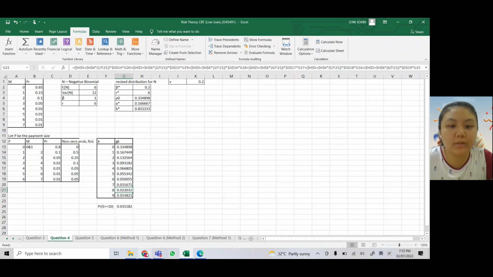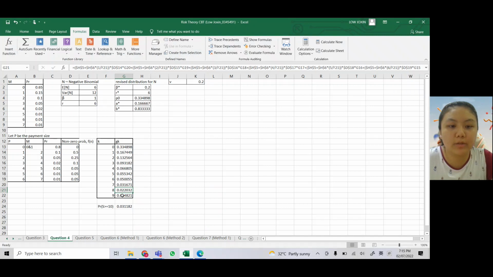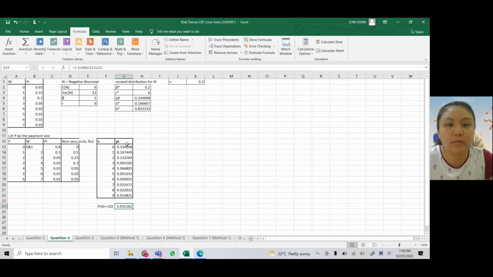According to the recursive formula, we can get G0, G1, G2 up until G9. Of course, we can continue, but we are just trying to get until G9. So what is the probability of S larger than or equal to 10? This will be 1 minus the probability of S smaller than 10. S smaller than 10 means from 0 to 9, so we use 1 minus the sum of G0 until G9. We get the answer 0.031182. So this is our answer.